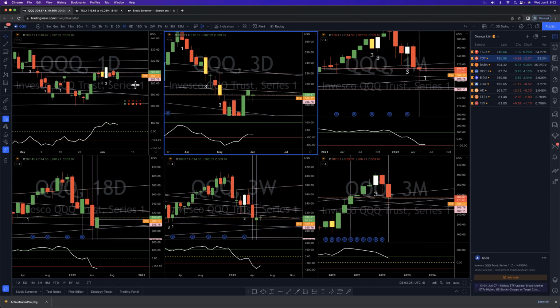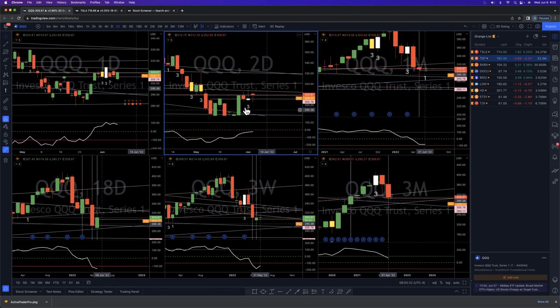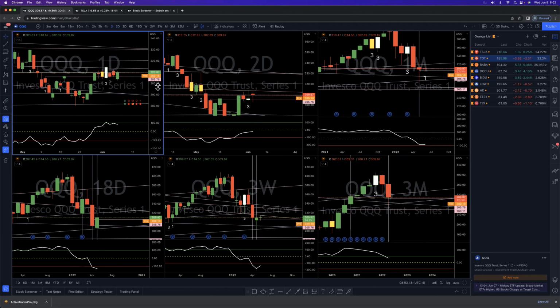We need to break out of this range. So let me just look at the 2-day. Today is a new 2 and 3-day chart. I'd like to see this go higher, right? But let's see what happens. Right now, the market is flat.